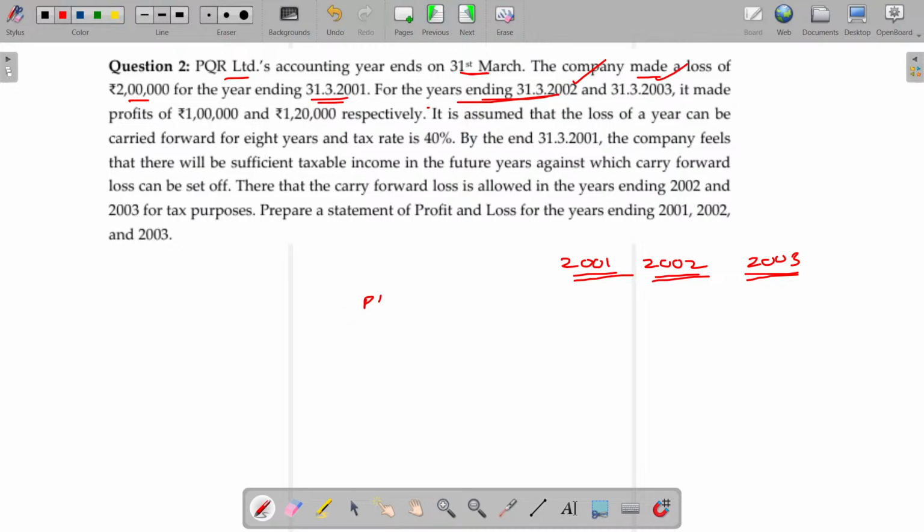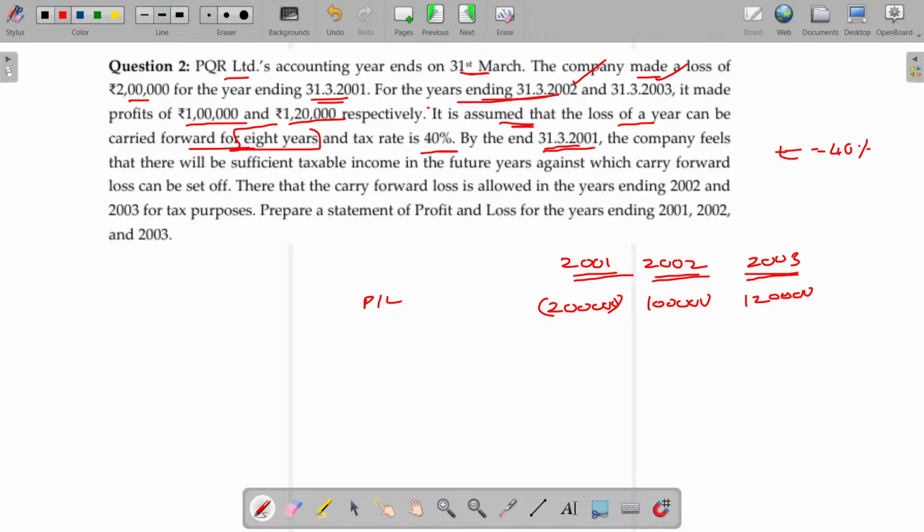You have been asked to integrate 3 years' information for the years ending 2002 and 2003. So, profit and loss. First year, there is a loss of rupees 2 lakhs. Second year, there is a profit of rupees 1 lakh. Third year, there is a profit of rupees 1 lakh 20,000. It is assumed that the loss of the year can be carried forward for 8 years, and the tax rate being 40%.